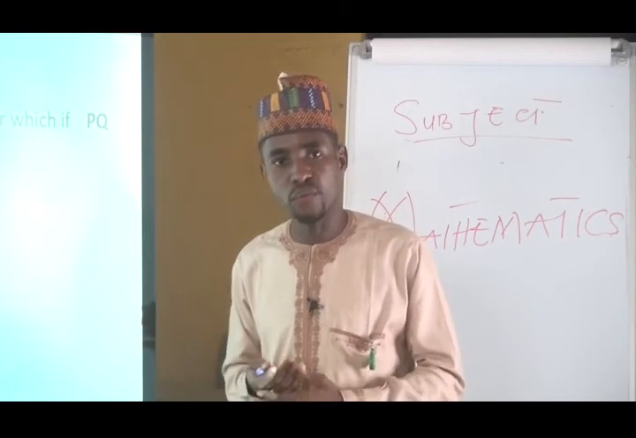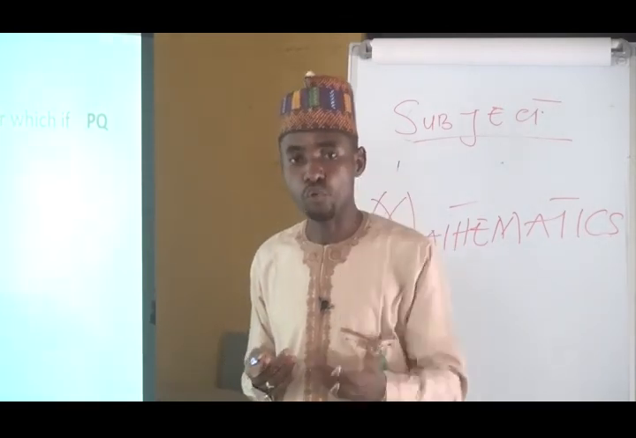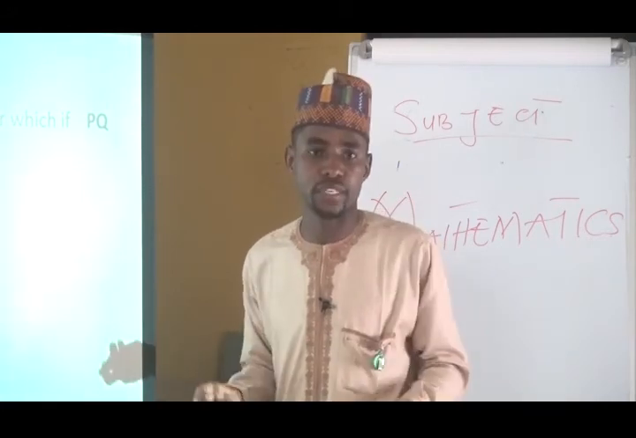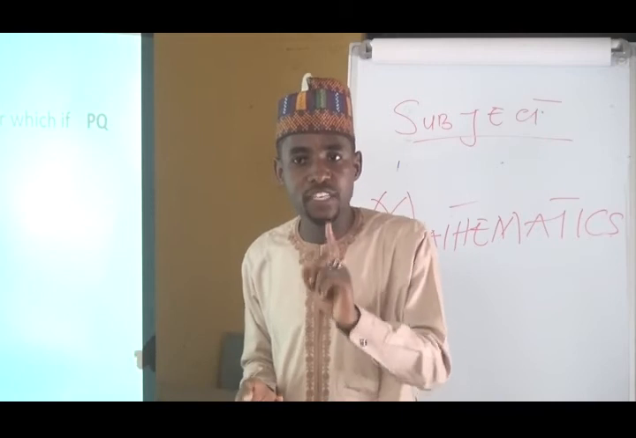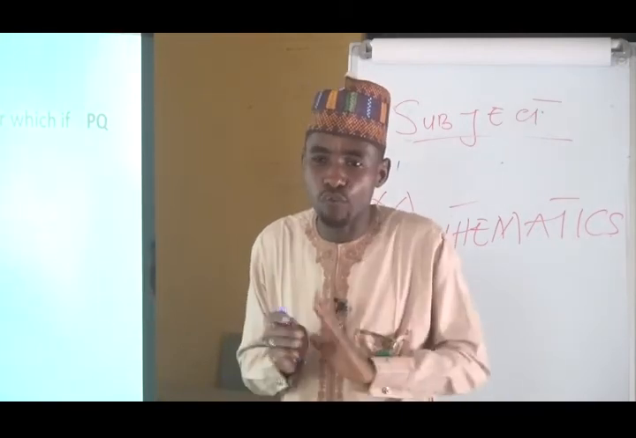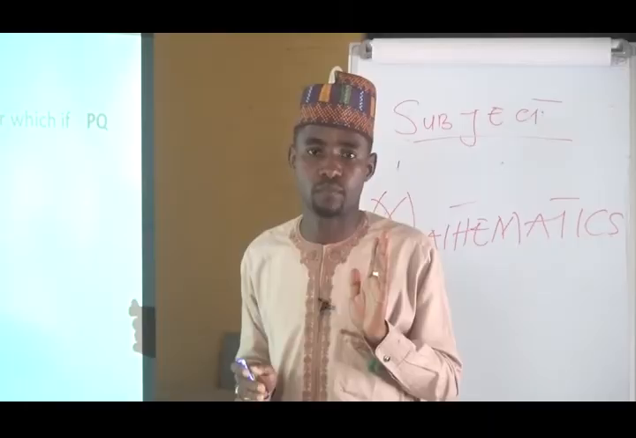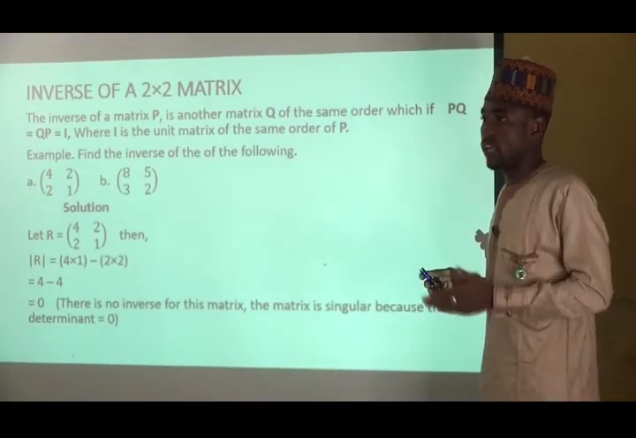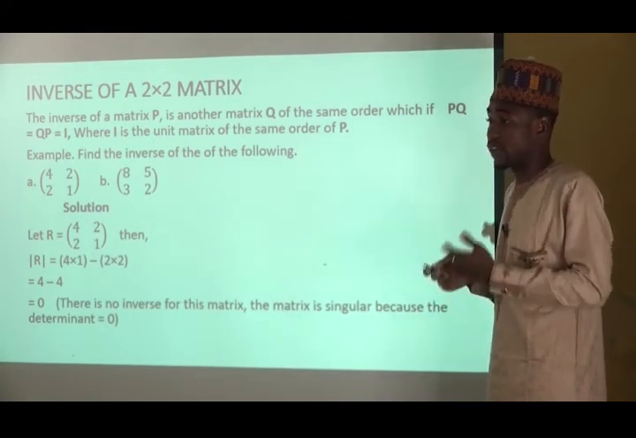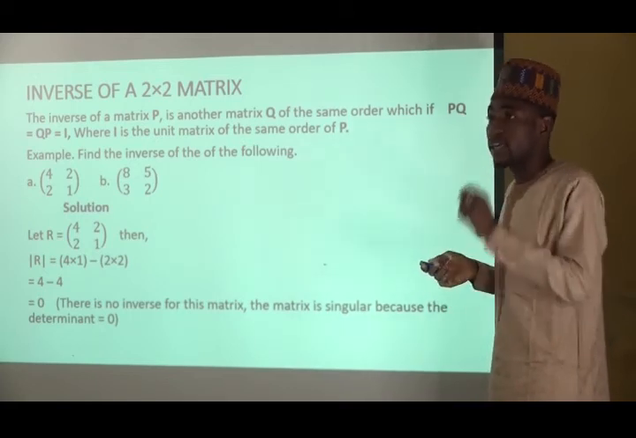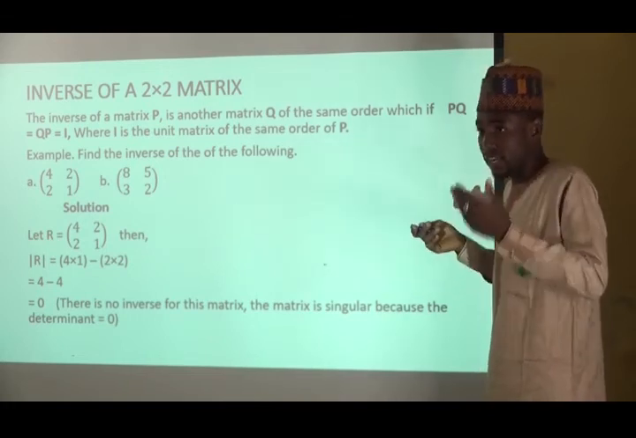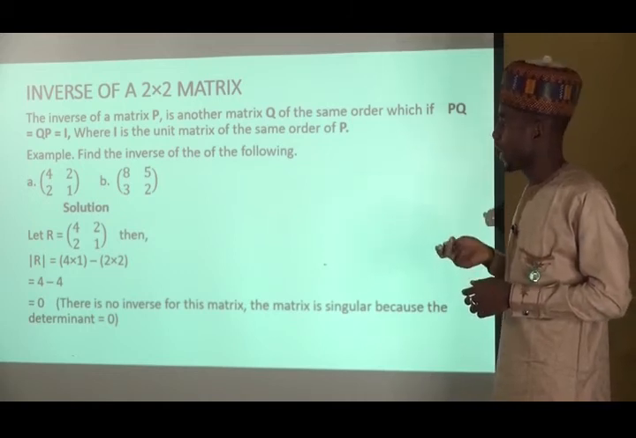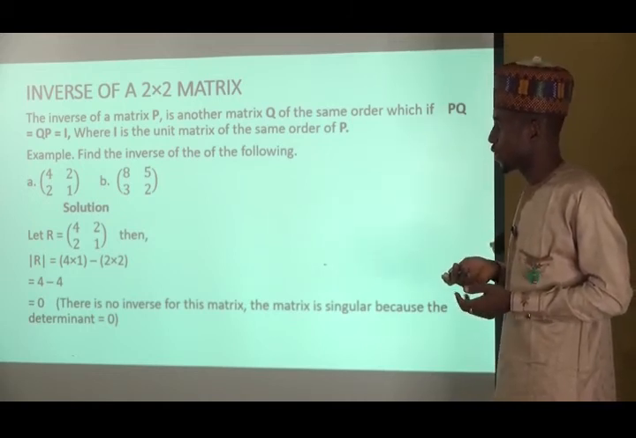Whenever you are asked to find the inverse of a matrix, all you need to do first is to evaluate the determinant of that given matrix. If the determinant is 0, then you don't need to go further. It has no inverse. But if the determinant is not 0, is greater than 0, then it has an inverse.